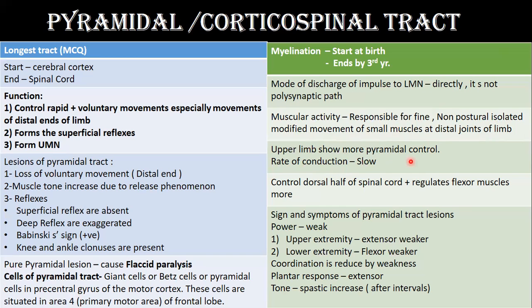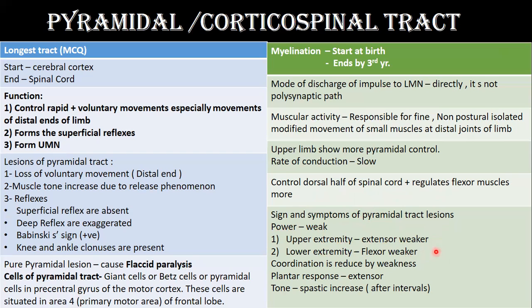Upper limb shows pyramidal control and the rate of conduction is slow. So the corticospinal tract is concerned with our upper limb basically, and its conduction is slow. Then it controls the dorsal half of the spinal cord, and it regulates flexor muscles. So another point to remember is that it is concerned with our flexor muscles also. Signs and symptoms of a pyramidal lesion: power is poor, weak. Upper extremities are extensor weaker, whereas lower extremities are flexor weaker.